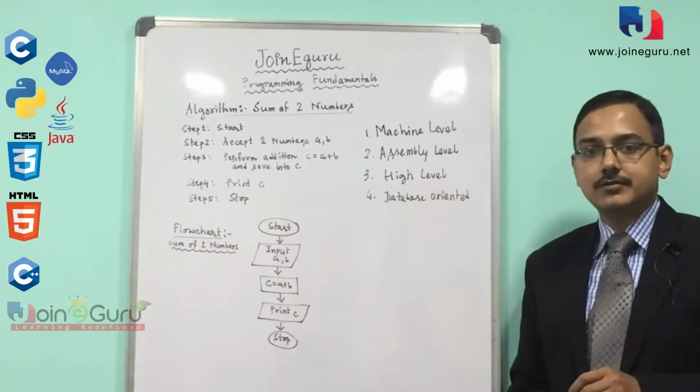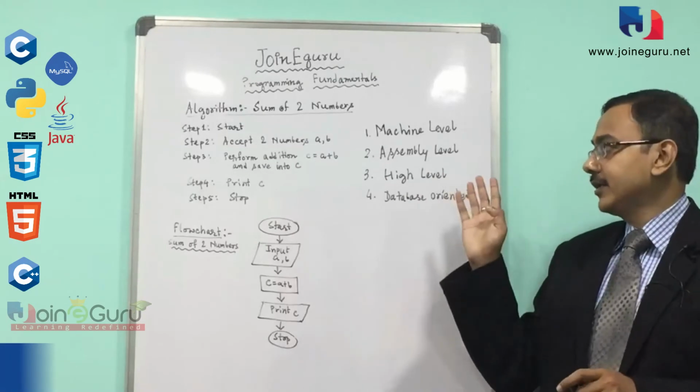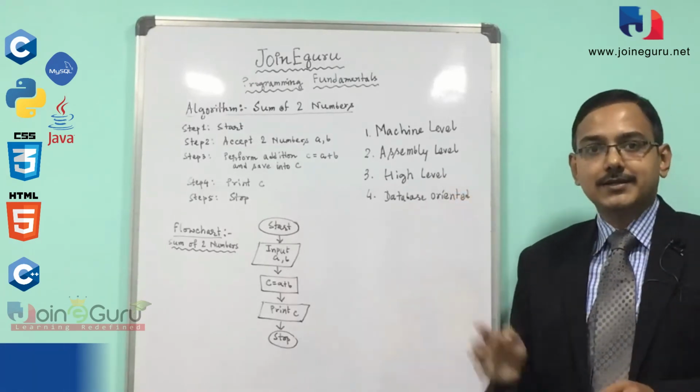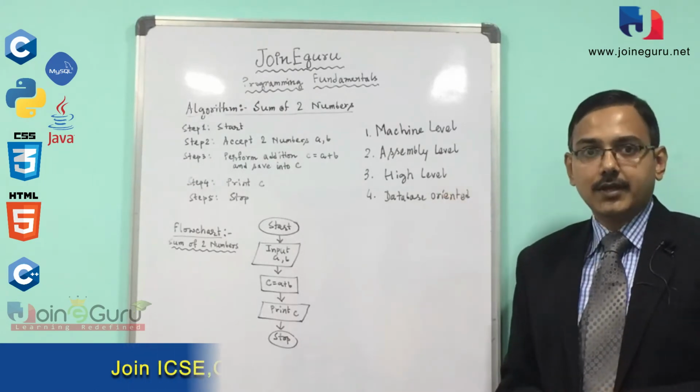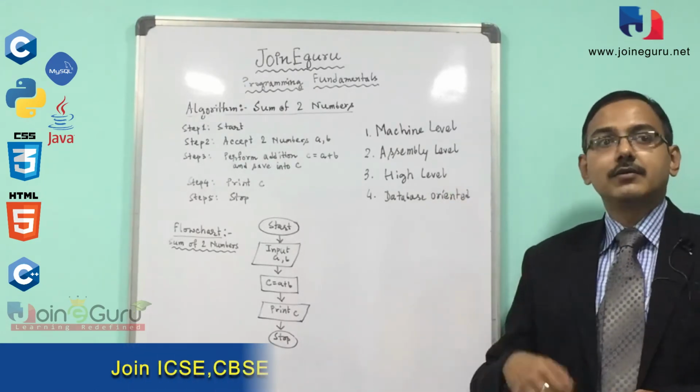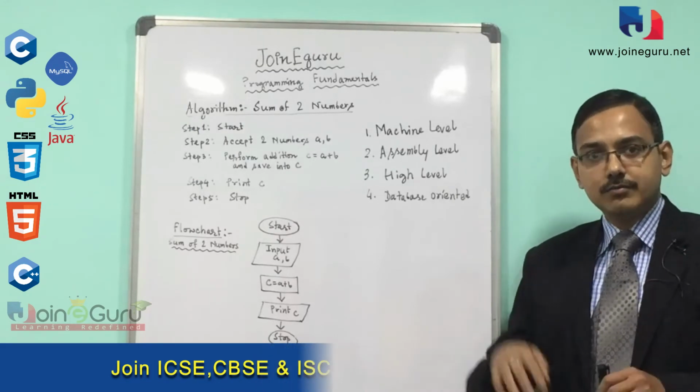Second generation language is called assembly level language. It contains different mnemonics, addressing modes, operands, opcodes. So it is mainly called chip level programming. And here we need an assembler to convert the assembly level code to machine code.